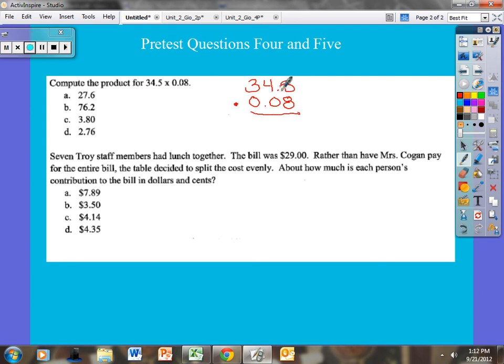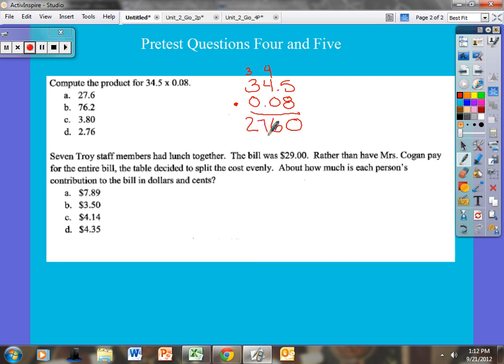Notice I am not lining up decimals. I am just going to put all the digits to the right. Put all the digits to the right. I go 8 times 5 is 40. I put my 4 up top. I go 8 times 4 is 32, plus 4 is 36. Put my 3 up top. I go 8 times 3 is 24, plus 3 is 27.